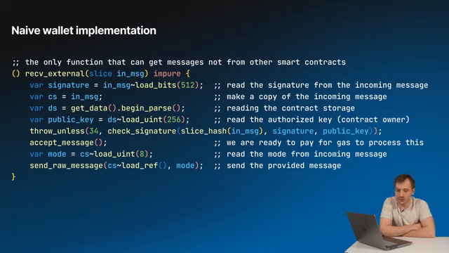First, we read the signature from the incoming message, then we make a copy of the incoming message. Then we're reading the contract storage. We read the authorized key. We check the signature. And at this moment, we are ready to pay for gas and process this transaction. Then we read the mode from the incoming message and send the provided message. Here it is. Indeed, this contract will process the message signed by the contract owner.